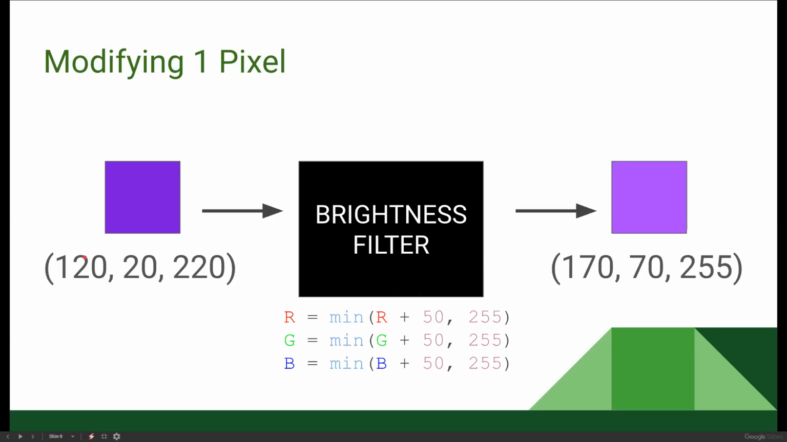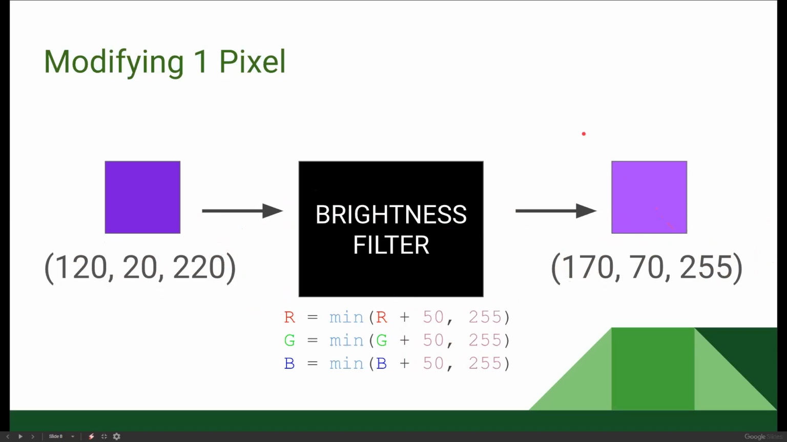So 120 plus 50 is 170, which is smaller than 255, so we choose that. 20 plus 50 is 70, also smaller, so we pick that. And 220 plus 50 is 270, which is too big, so we choose 255 instead, so that we don't go out of bounds.